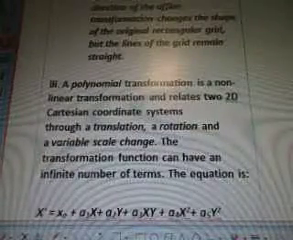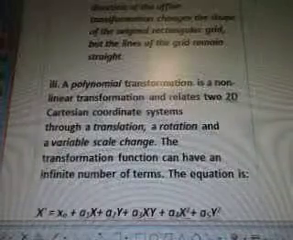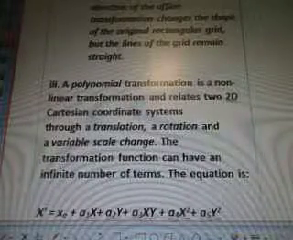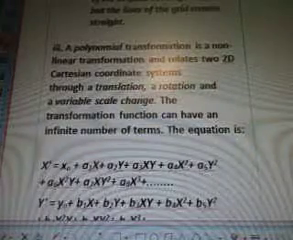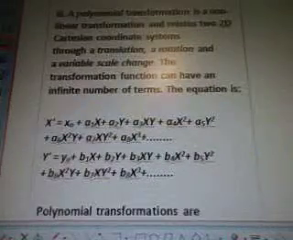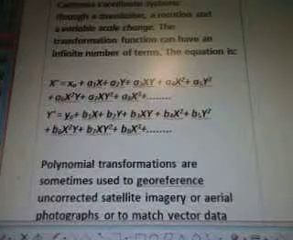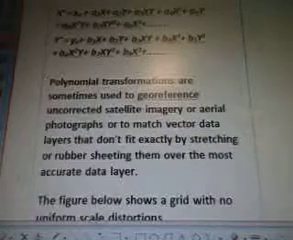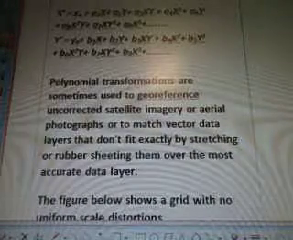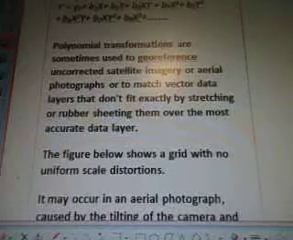A polynomial transformation is a nonlinear transformation and relates 2D Cartesian coordinate systems through a translation, a rotation, and a variable scale change. The transformation function can have an infinite number of terms. The equation is as follows, with all those little letters and numbers. Polynomial transformations are sometimes used to georeference uncorrected satellite imagery or aerial photographs, or to match vector data layers that don't fit exactly by stretching or rubber sheeting them over the most accurate data layer.